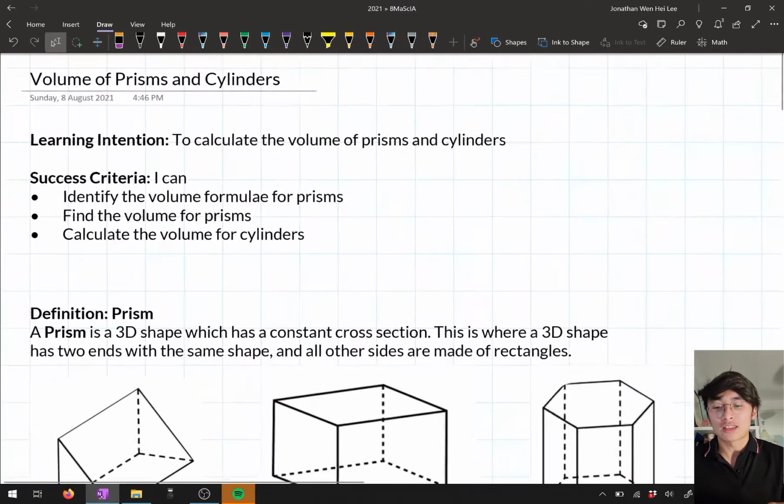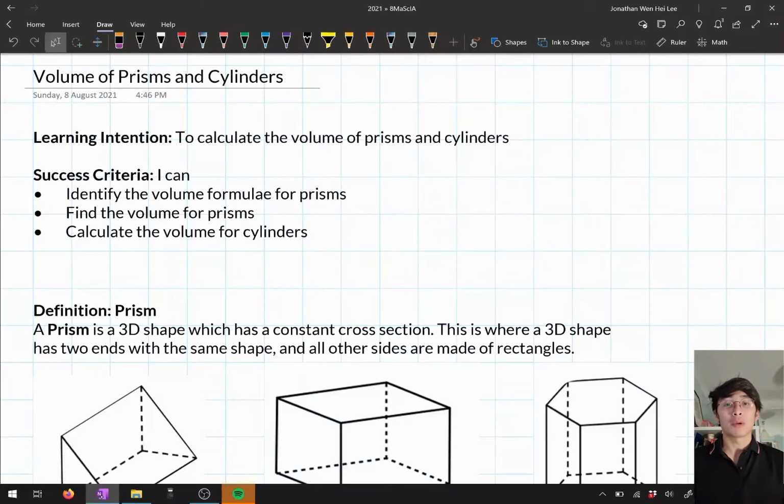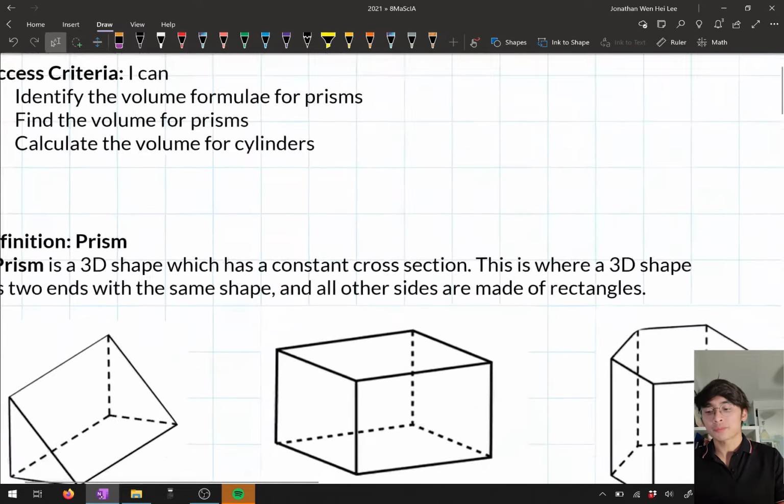If you have a look at today's learning intention and success criteria, what we want to be able to do by the end of today's lesson is to calculate the volume of prisms and cylinders. We want to be able to firstly identify the formulae for prisms, find the volume of prisms, and calculate the volume for cylinders as well. So let's get started in today's lesson.